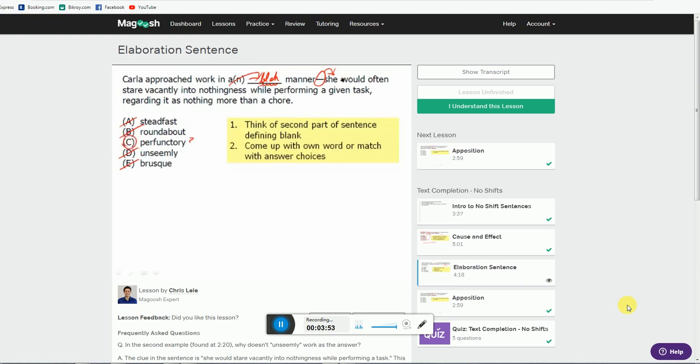And you can see the word that we don't know in this case is the answer, which is perfunctory. And when you do something in a perfunctory manner, you go through the motions. You don't really put any thought or heart into it. You simply do it in a very routine fashion. So again, though, the key here was noticing the hyphen, noticing that we're dealing with an elaboration sentence. In this case, there's no shift. We're simply defining the word perfunctory using this example of this woman here at work.